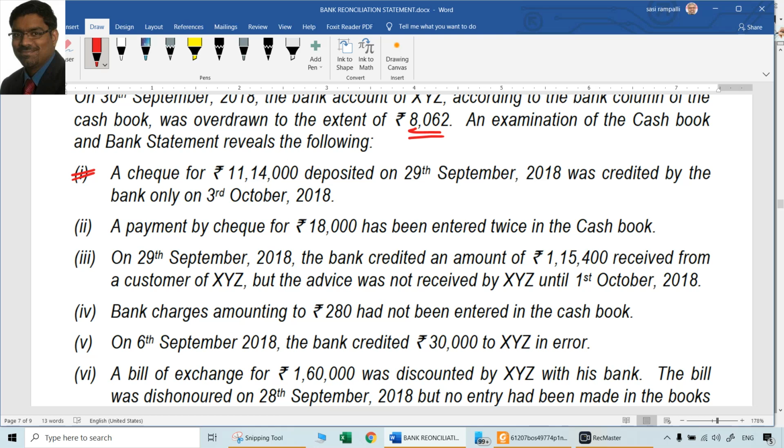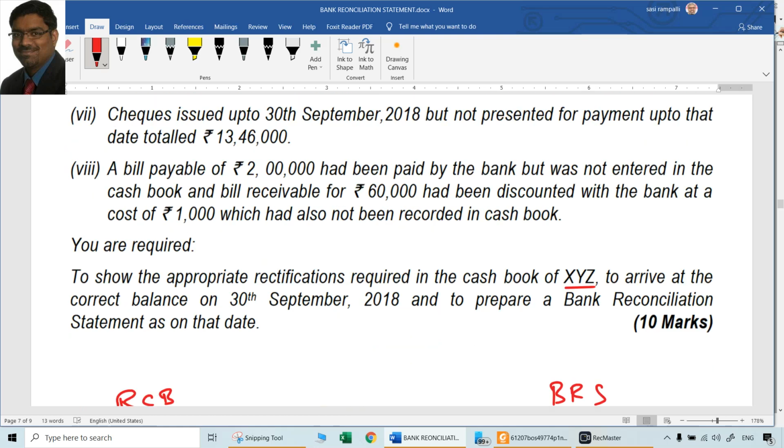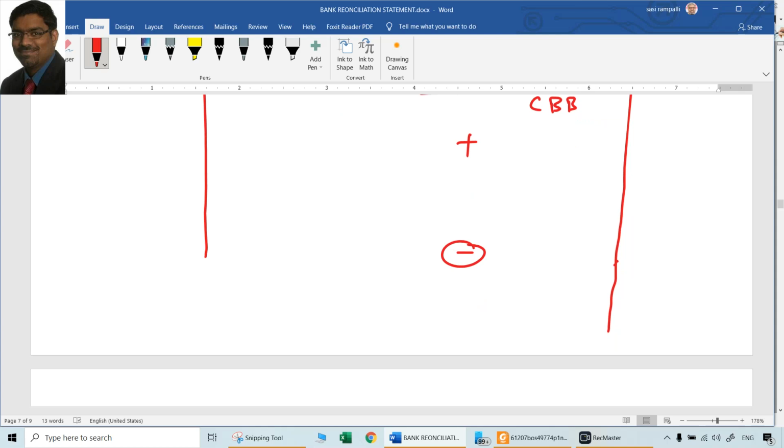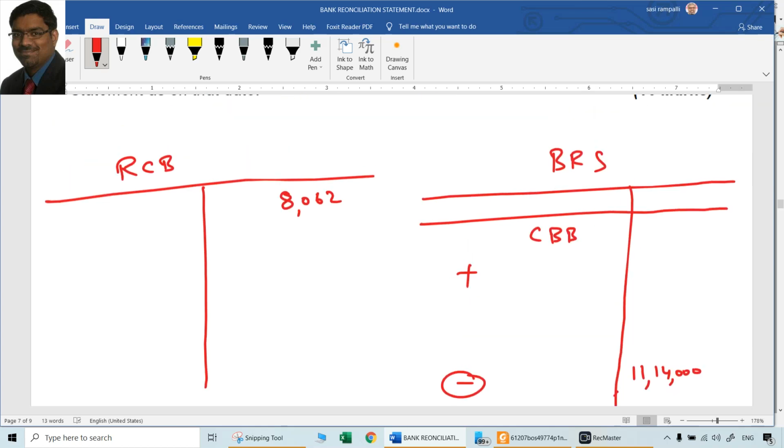If it is already higher, what should we do? We should reduce that, means deduct that. 11,14,000 should be reduced. That is the first point.